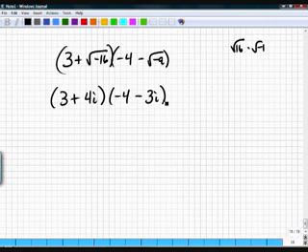You okay there? Square root of negative 9, it looks like a cube. So that's the square root of 9 times the square root of negative 1, which is 3 times i. And then, same thing as before, 3 times negative 4 is negative 12. 3 times negative 3i is negative 9i. 4 times negative 4i is negative 16i.